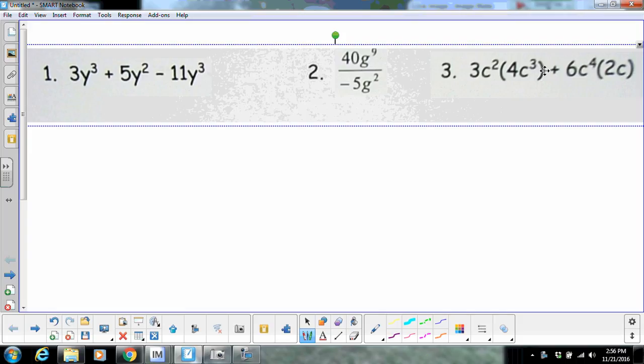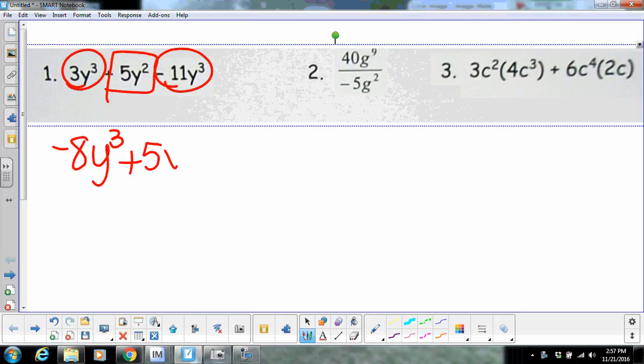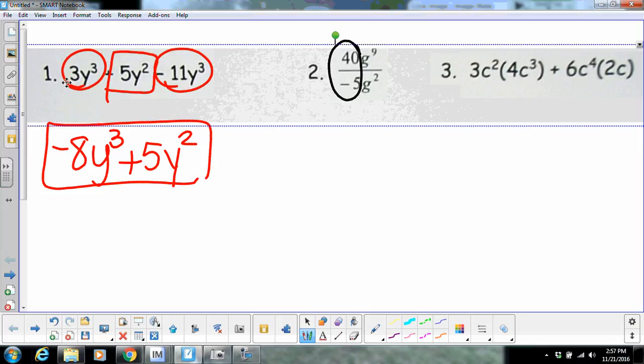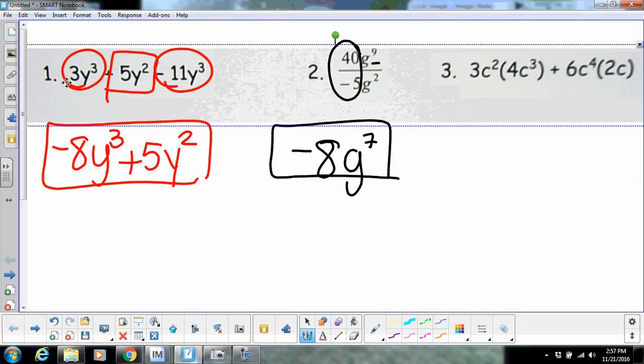So like for number 1, we're just going to combine like terms. So 3y cubed minus 11y cubed is going to give me negative 8y cubed. And then you just bring your 5y squared down. Okay, number 2 is a division problem, so we're going to divide our big numbers like normal. 40 divided by negative 5 is negative 8. And then you subtract 9 minus 2, and that gives me g to the 7th.